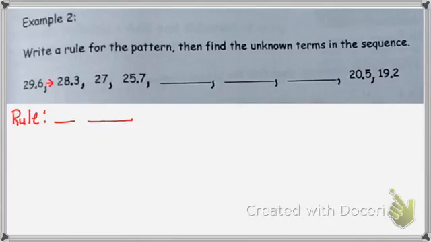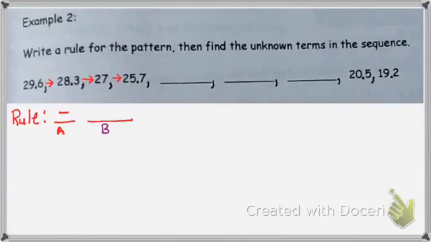I have 29 and 6/10, 28 and 3/10, 27, 25 and 7/10. If I look at my whole numbers only, they go 29, 28, 27, 25. So are these numbers getting bigger or smaller? That's right, they're getting smaller. The numbers are getting smaller. What's the rule? It's a subtraction rule. So that's part A. Now we have to figure out part B of the rule.